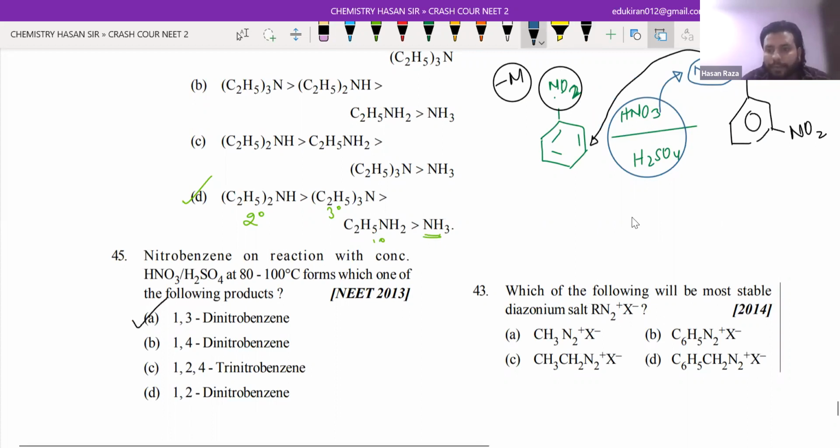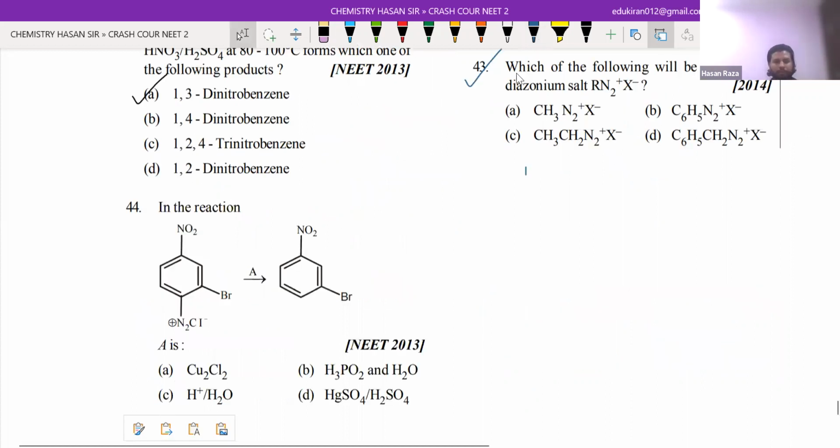Samaira, Iram, Yes, sir. Hannah? Okay. Go for question number 43. Which of the following will be the most stable diazonium salt?